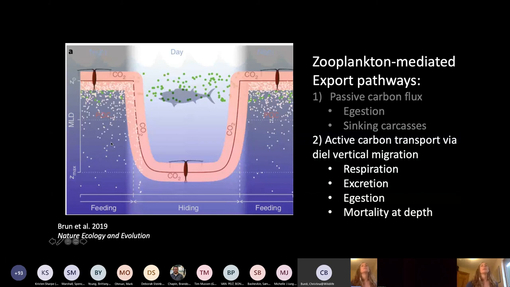And actually, this is a nicer, more detailed diagram of that process of active transport, which I just explained. Again, you see the phytoplankton in the surface waters. As we move from left to right, we're moving from nighttime to daytime to nighttime. You can see the little copepod producing its fecal pellets and its carbon dioxide in the surface at night, and then migrating to depth, producing fewer fecal pellets because it's presumably feeding less at depth, but still breathing out CO2 at depth, and then migrating back to the surface. And here's our big fish predator.